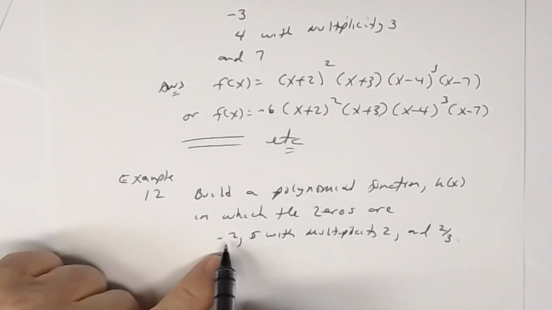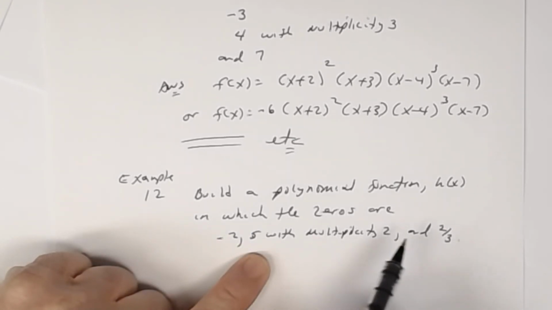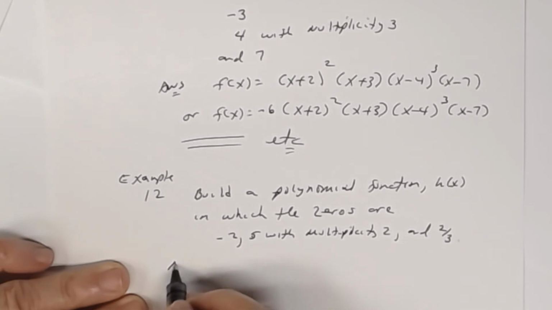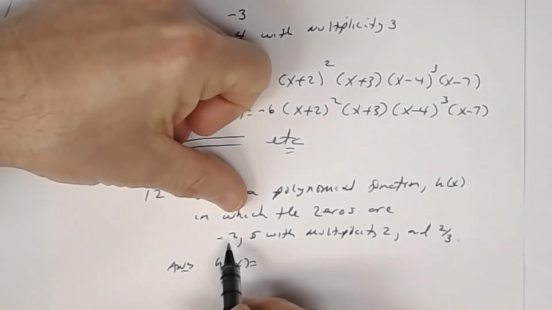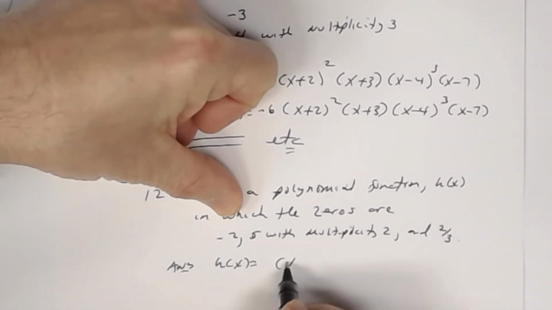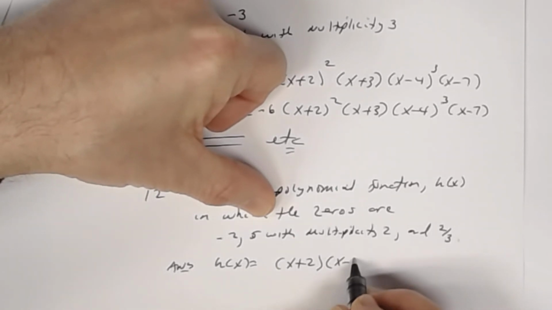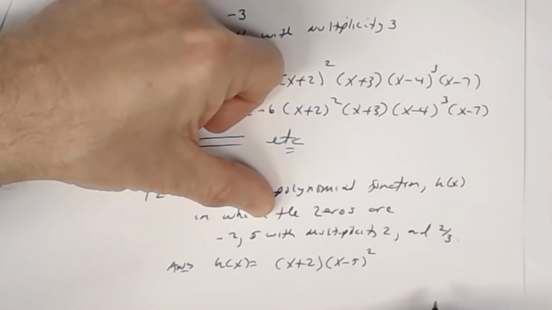So our zeros are -2. Notice it doesn't say multiplicity, so it's only going to occur once. 5 has multiplicity 2, and 2/3 only occurs once. Okay? And I want you to use h of x. So we're going to say answer. You're going to say h of x is going to equal, all right, if -2 is a 0, then x plus 2 is a factor, and it occurs only once. If 5 is a 0, then x minus 5 is a factor, and it occurred twice. So put that as x minus 5 squared.